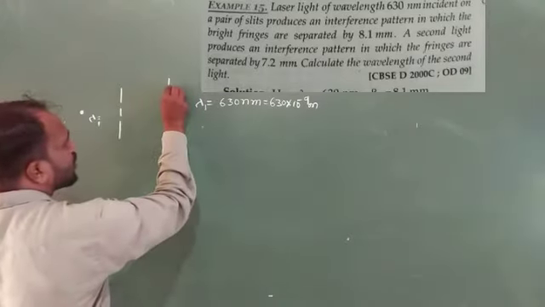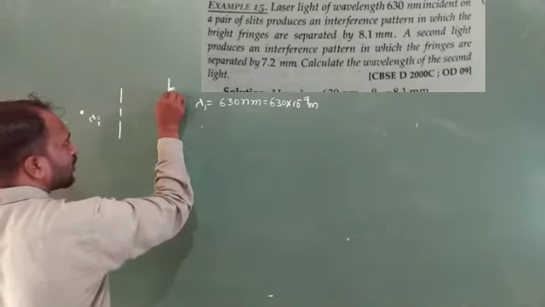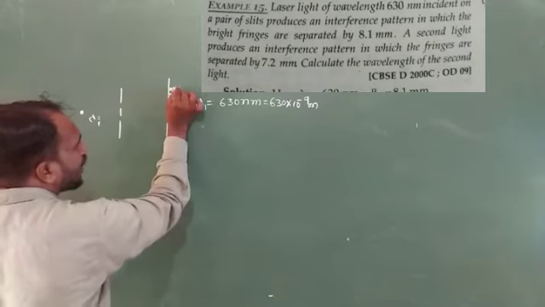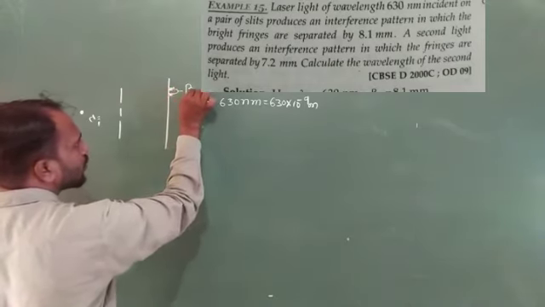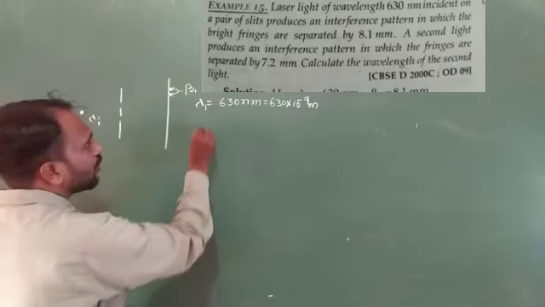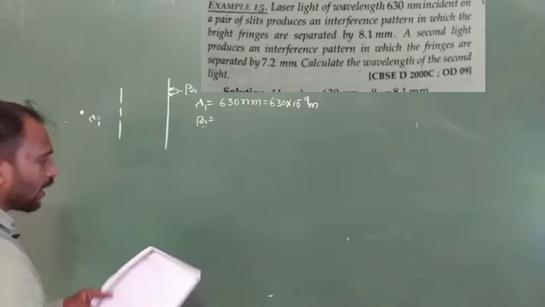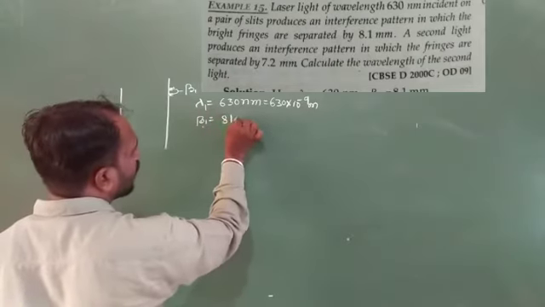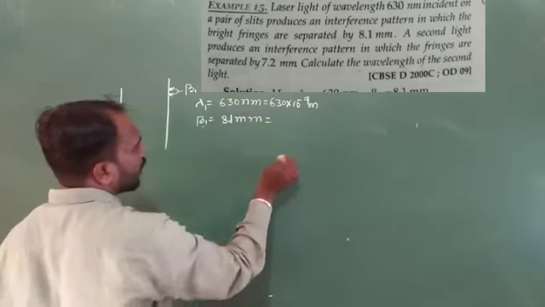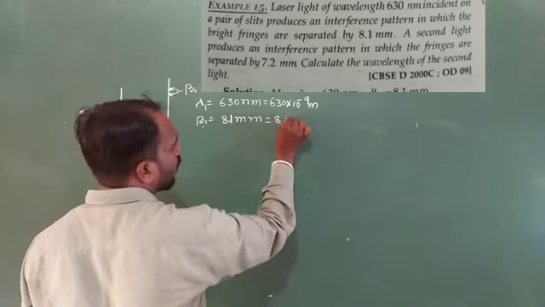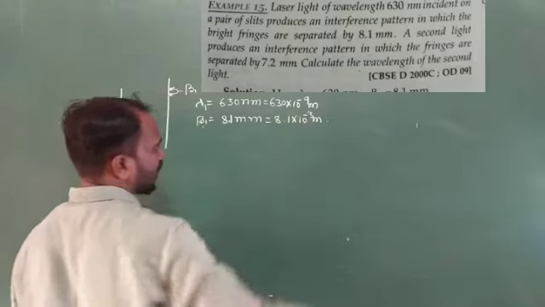So bright fringes, suppose we consider that these two are bright fringes. In between separation, this one we consider beta 1. So beta 1 is equal to 8.1 millimeter. 8.1 millimeter means 8.1 into 10 power minus 3 meter.